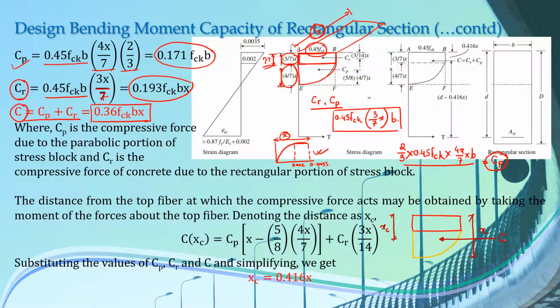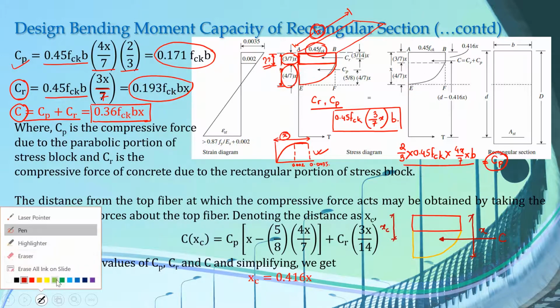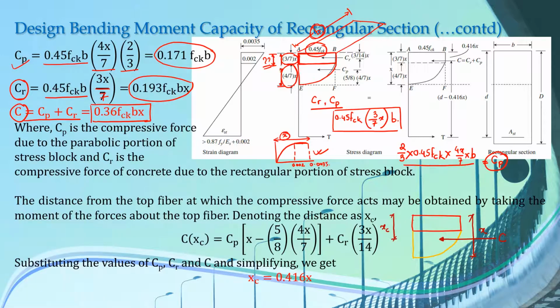Now we know that the resultant compressive force due to this rectangular block, which is CR, will act at a distance of half of this width of the rectangular block. So let's suppose that this CR acts at a distance of this from the topmost fiber. So the width of this rectangular block is 3x by 7. So this distance will be now 1 by 2 into 3x by 7. That means the half of this width.